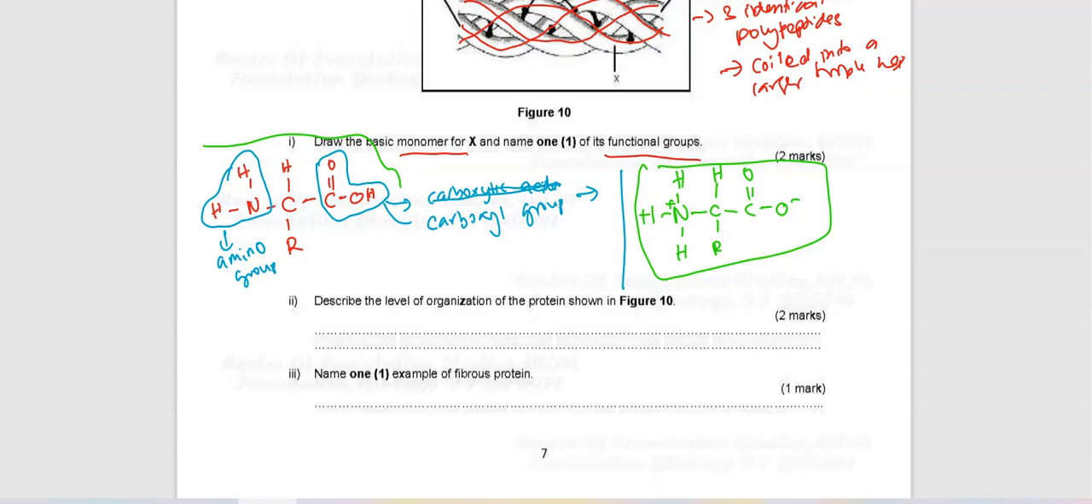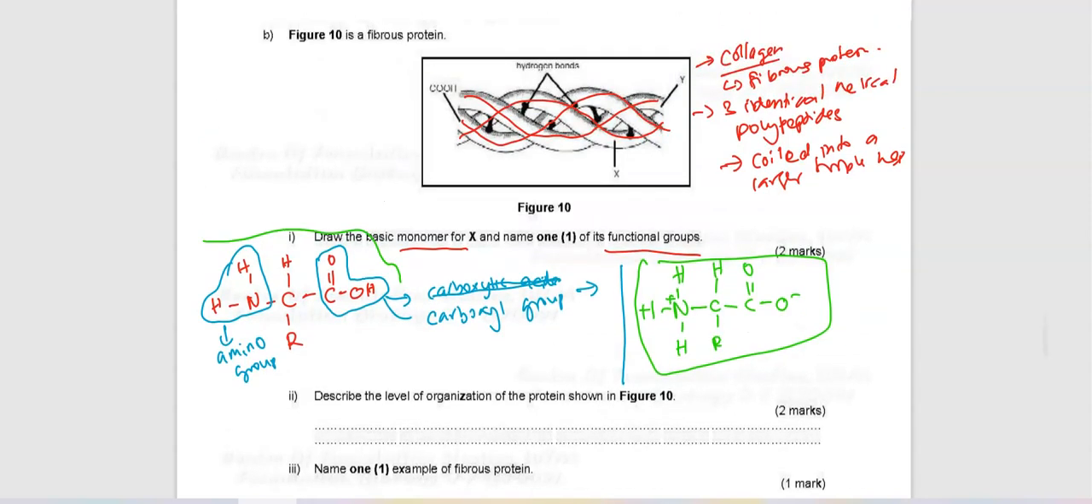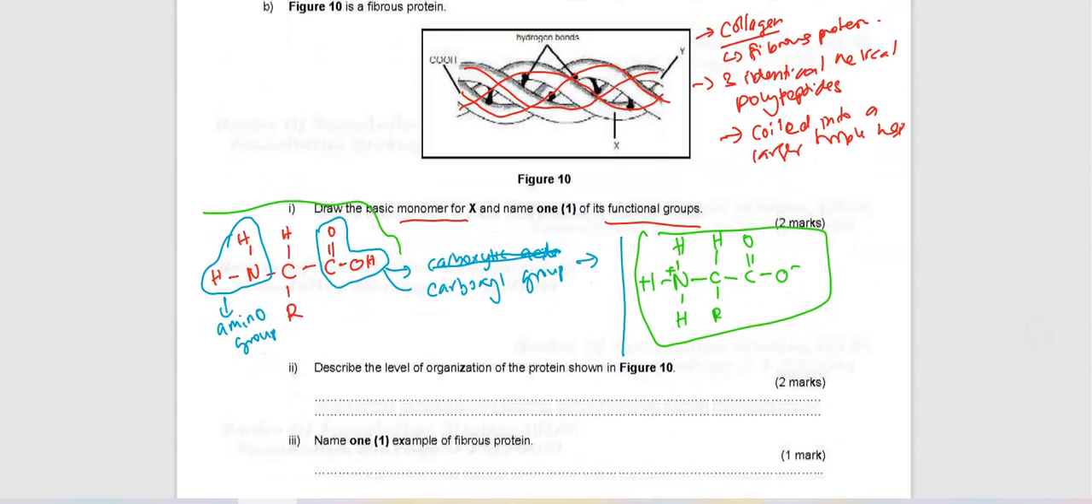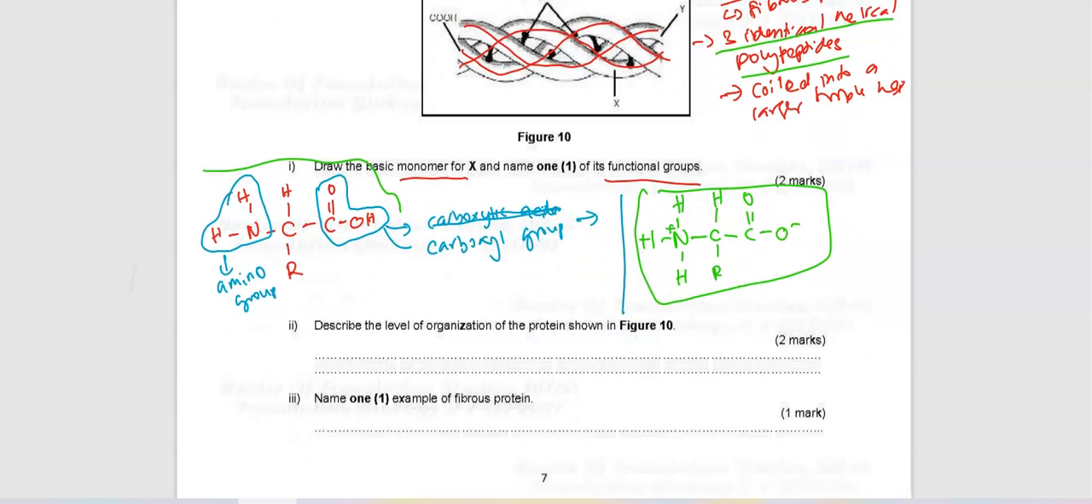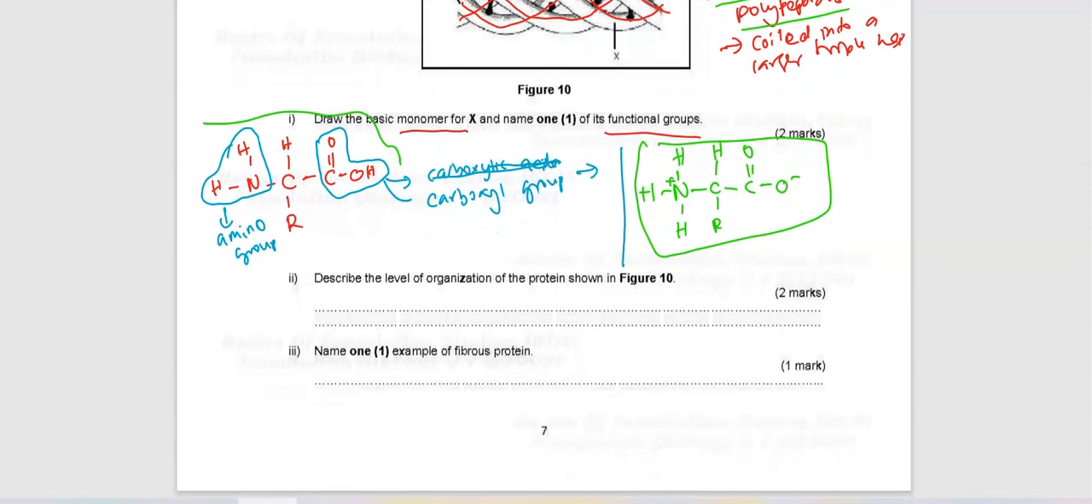Describe the level of organization of the protein shown in figure 10. So basically, as you can see, the collagen consists of 3 polypeptide chains that are coiled together. So it consists of more than 2 polypeptides that are joined together. So when more than 2 polypeptides join together to form a functional protein, obviously it is in the quaternary level. Okay, quaternary structure.